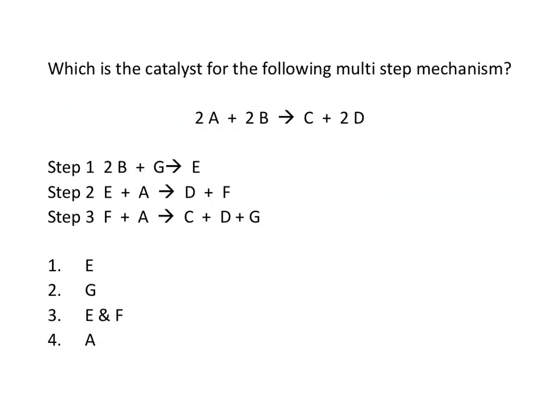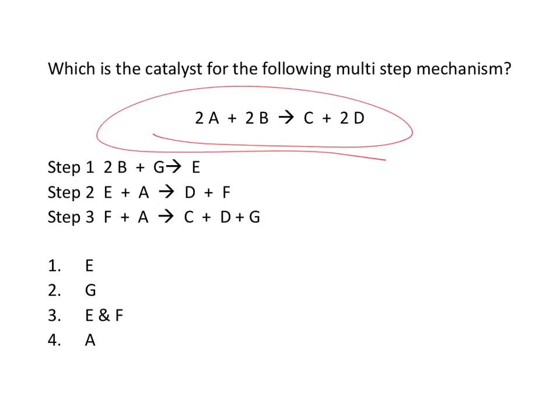All right, let's do a concept question. The question is, which is the catalyst for the following multi-step mechanism? So you're given a reaction that has 3 steps, and you're asked which one is the catalyst. So notice B participates, it picks up G, gives you E. E is being used up, so that becomes your intermediate. It reacts with A to give you D and F. F gets used up, so that's your intermediate as well. And G gets generated in addition to C and D.